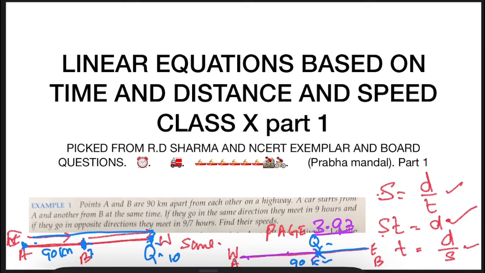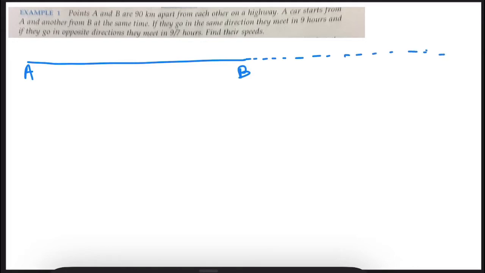Let's start doing the question. Now what does it say? Points A and B on a highway are how much apart? 90 kilometers apart from each other. So let us say A and B, two points, are there on the highway. The highway is going on like this, isn't it? So a car, let us say car P, started from here, and another car Q.